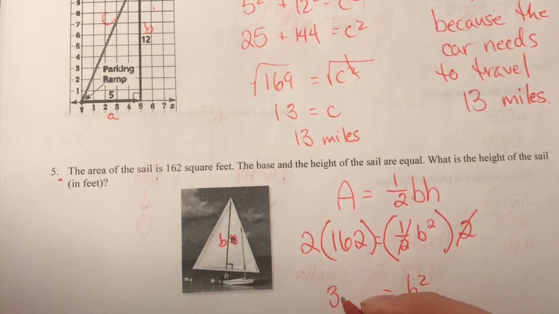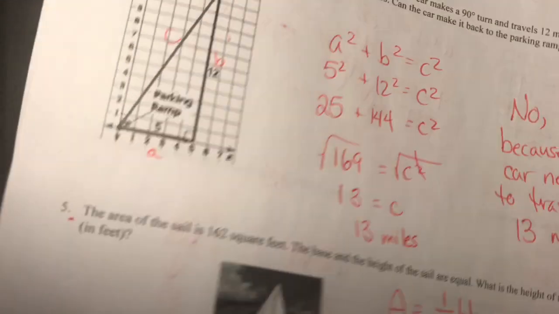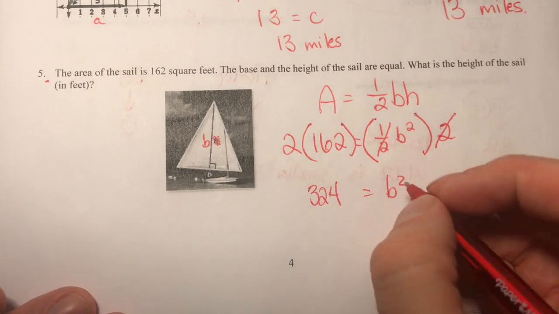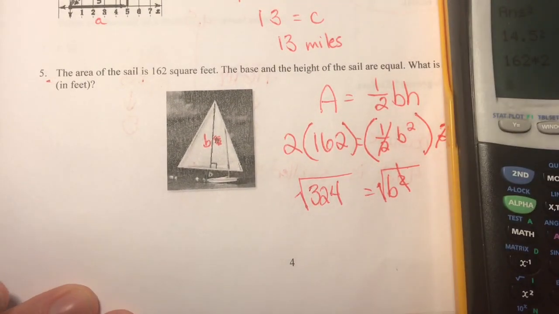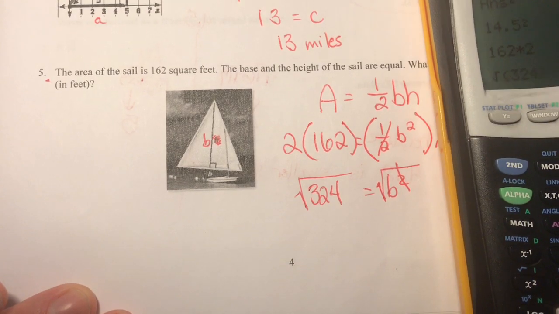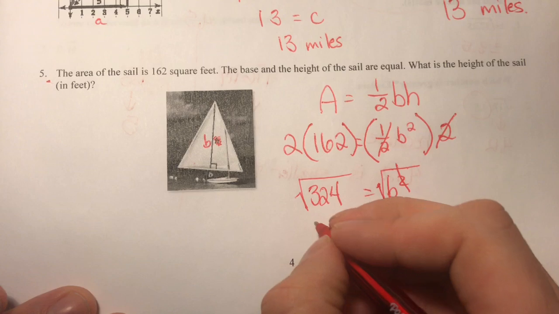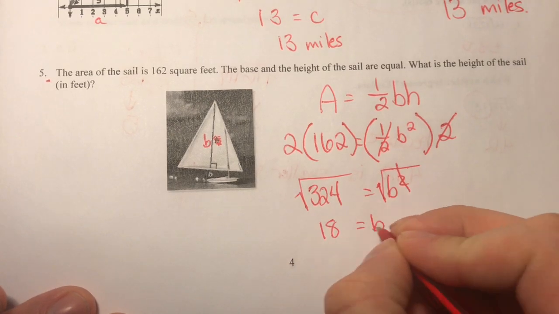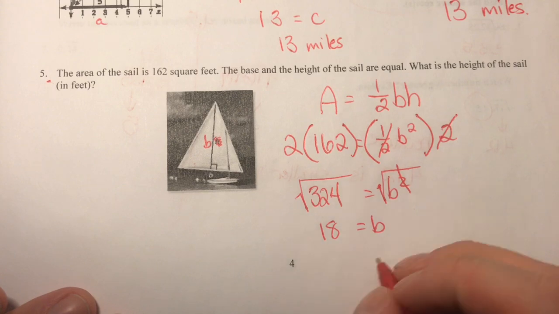Why do I even doubt myself? I shouldn't. Is b all by itself? No. Squared is in the way, so I have to square root everything. Positive answers only. Oh, and I get a nice little 18. The base is 18. So what is the height of the sail in feet?